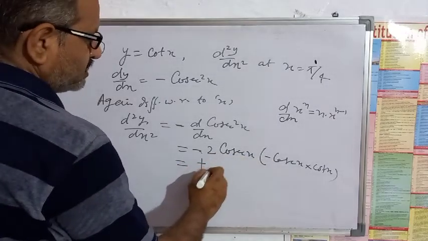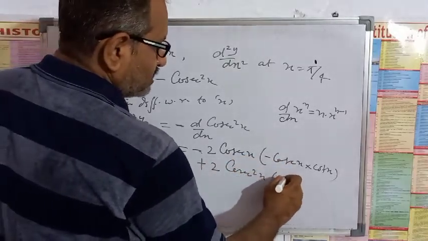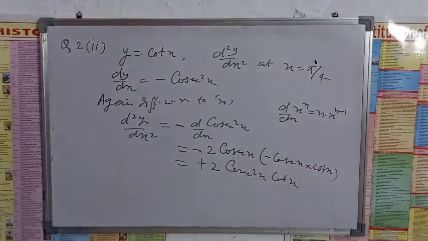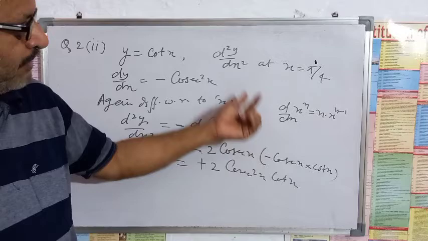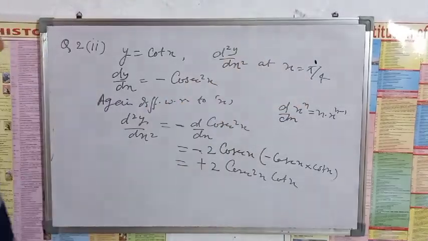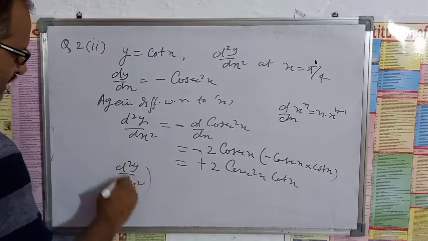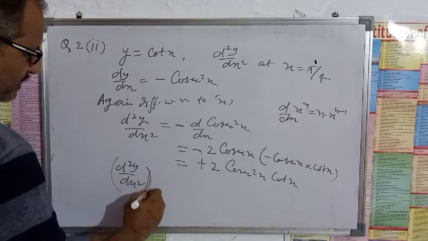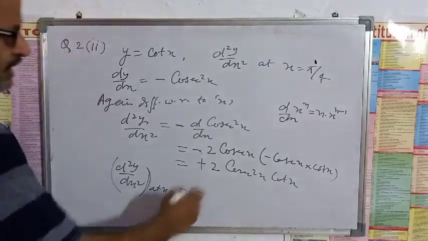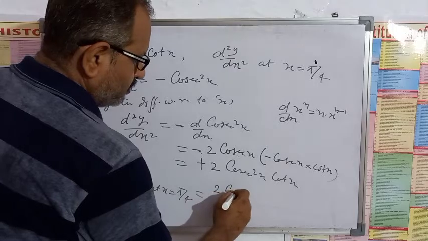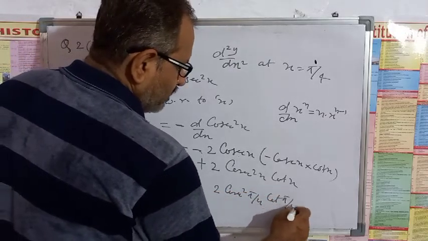Minus into minus plus 2 cosec x into cosec x, cosec square x cot x. So it is second order derivative, but we have to find its value at x is equal to pi by 4. So d2y by dx square at x is equal to pi by 4. Write here pi by 4: 2 cosec square pi by 4 cot pi by 4.